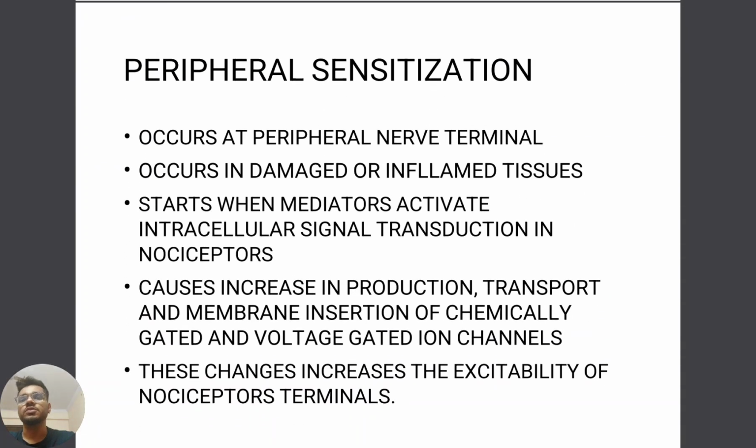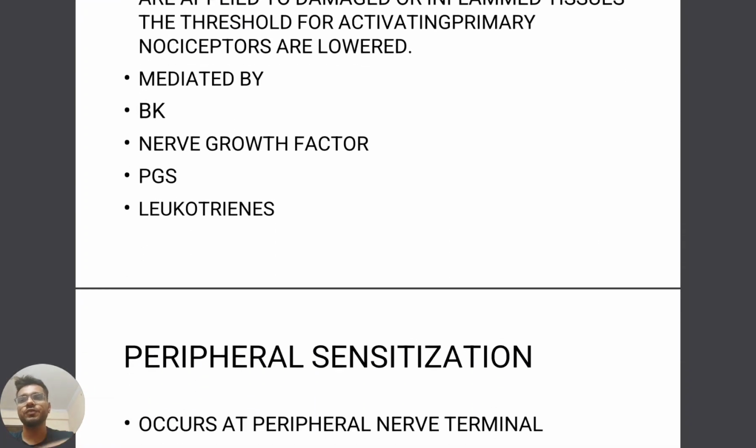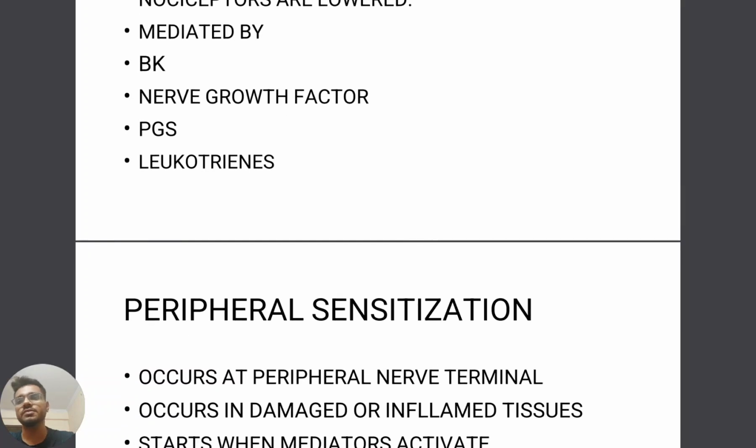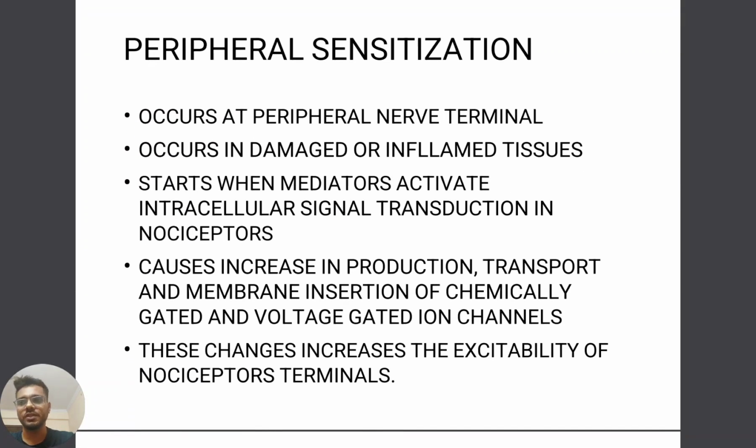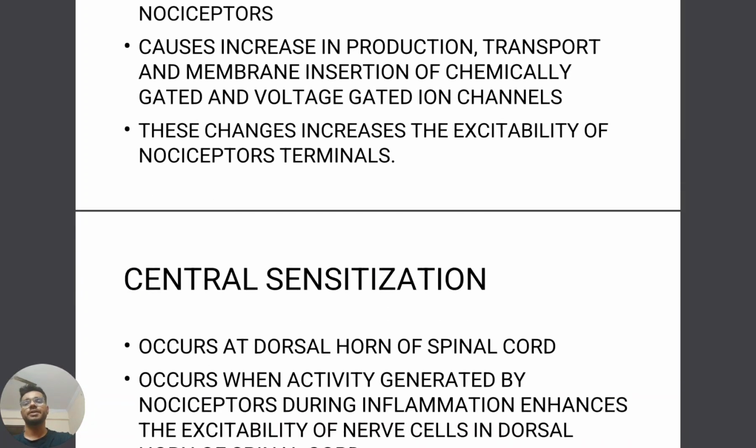And now the sensitization can be of two types, peripheral sensitization and central sensitization. Peripheral sensitization occurs at the peripheral nerve terminal, in the damaged or inflamed tissue. It starts when the mediators activate the intracellular transduction in the nociceptors, which causes an increase in the production, transport and membrane insertion of chemically gated and voltage gated ion channels, which increases the excitability of the nerve terminal and produces the pain.